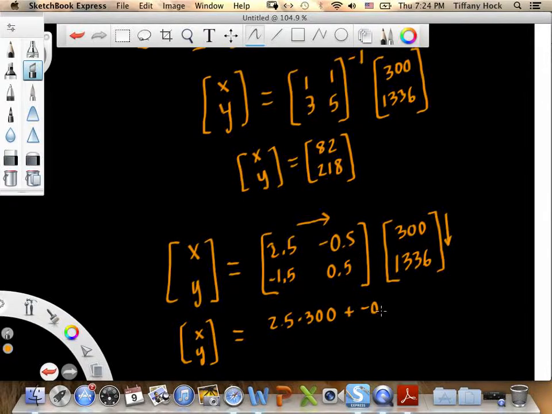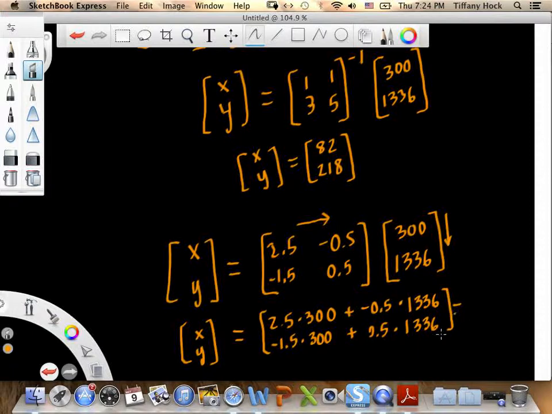negative 0.5 times the second number in the column, 1,336. All right. Then we go down to the next row, and that's going to be the second row of my answer matrix. So I'm going to have negative 1.5 times 300 plus 0.5 times 1,336. So again, all I did was I went across each row and multiplied the first term in each row times the first number in this column, and the second number in each row times the second term in this column. Okay, so across the row, down the column.